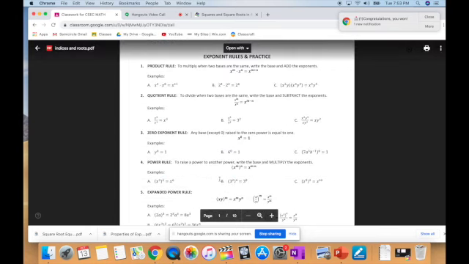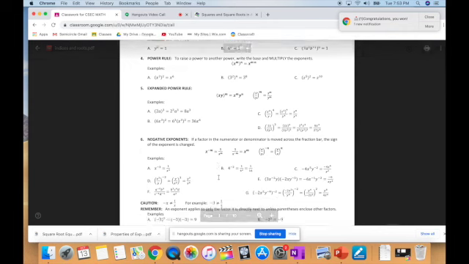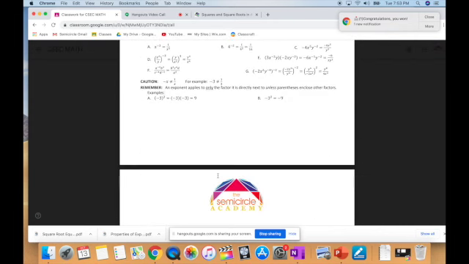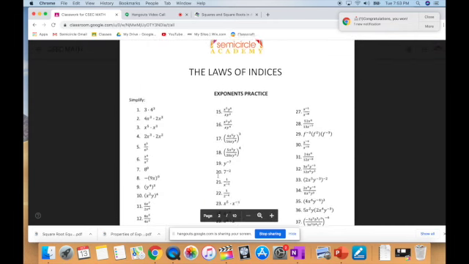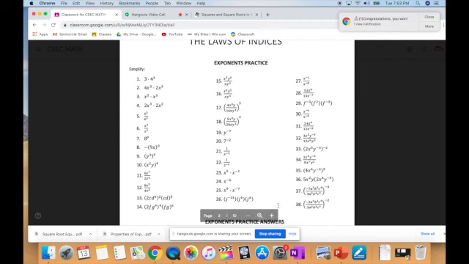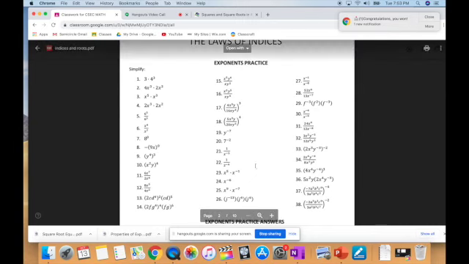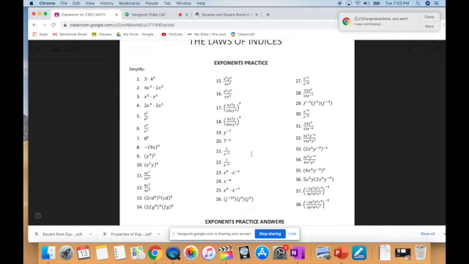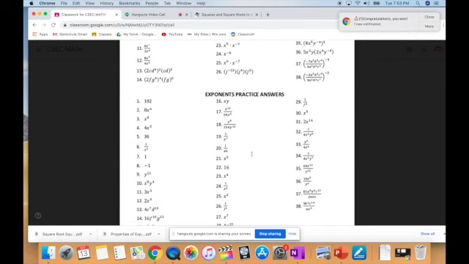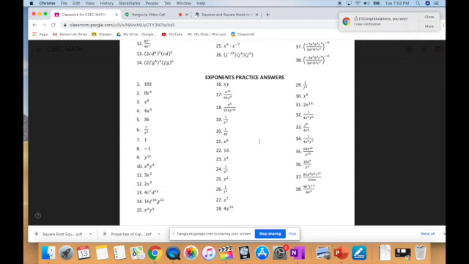So this first page is just a summary of your laws of indices, a little bit of a reminder. Then we get into the questions. This first set of questions here, we have 38 questions. But you can see they're pretty easy. You could probably do one of these in a couple of seconds, and some of them might seem a little bit tough. But most of them, you could probably finish this entire thing in 15 minutes, honestly. And then you have all of the answers over here.